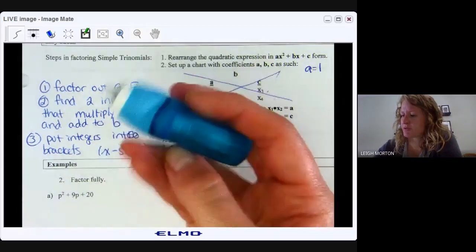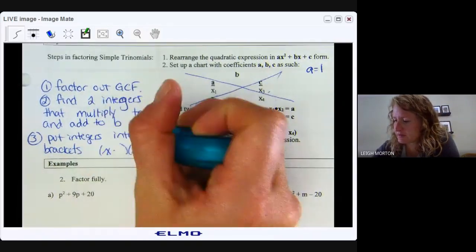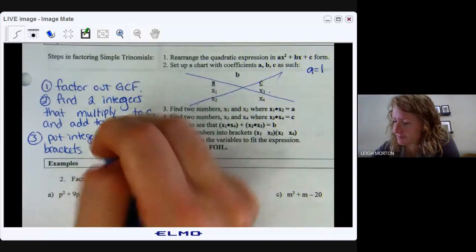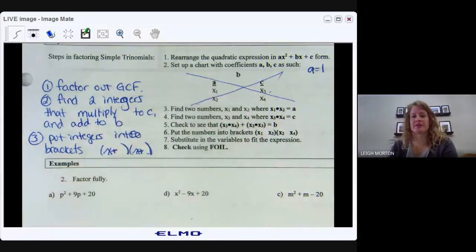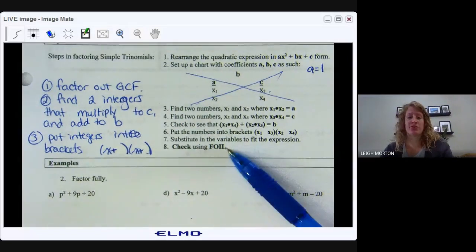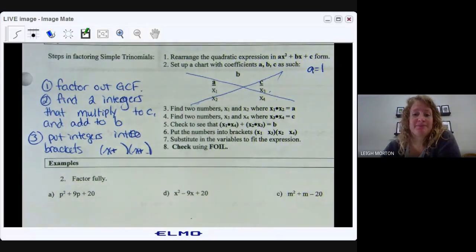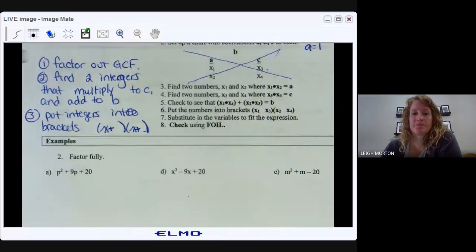I'm just going to leave those as blank right now. So x plus something and x plus something. And then if you're not sure, reverse it. Do FOIL and see if you come out with your original expression. So maybe 30 more seconds, and then we'll try this out.